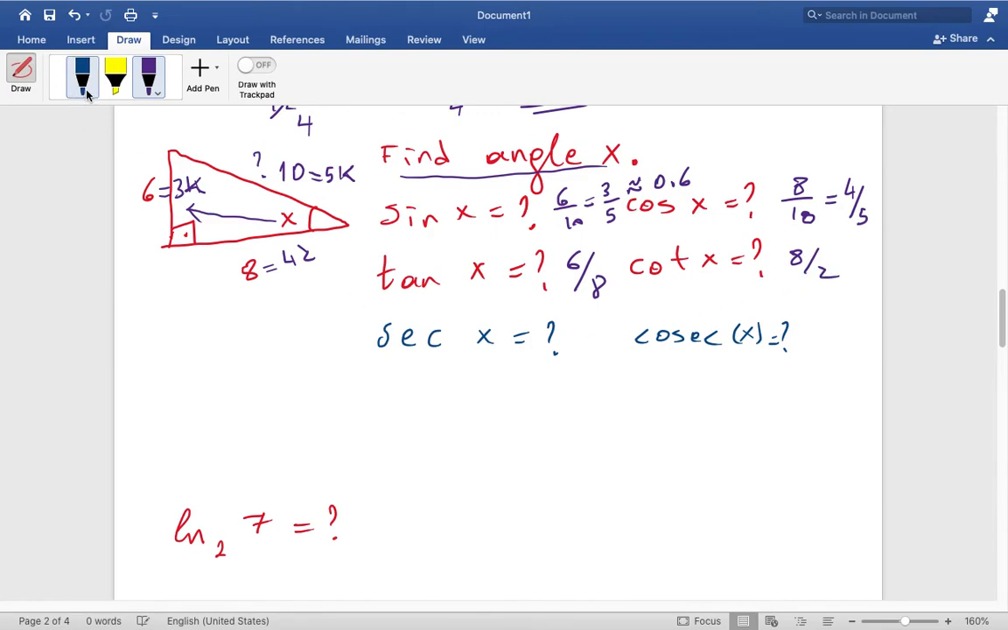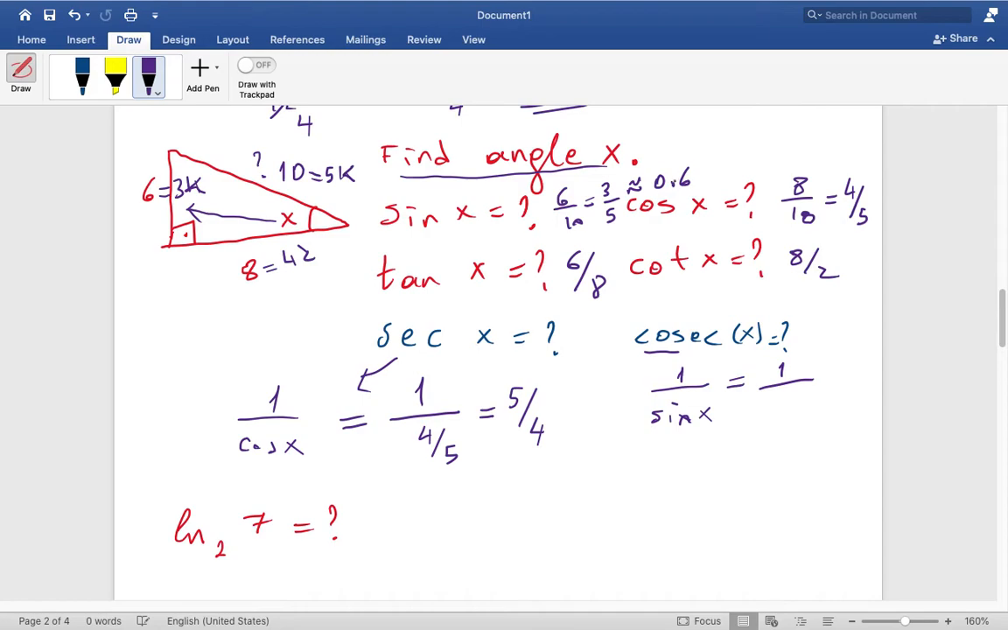Now here, be careful. Secant means 1 over cosine of x. We have to know this. Since I have calculated cosine here as 4 over 5, then 1 over 4 over 5 will be 5 over 4. And similarly, cosecant means 1 over sine of x, and I have calculated sine as 3 over 5, so 1 over 3 over 5 will be 5 over 3.